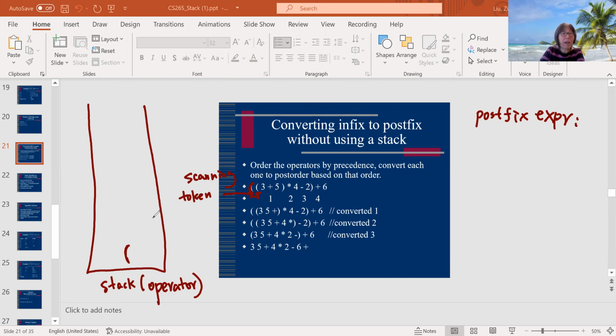Next one, left parenthesis, I put it to the stack. Next one, number. If it's a number, I put it to postfix. Next one is an operator. If it's an operator, at this point, because the top is left parenthesis, you just push it to the stack. The next one is a number. If it is a number, I'm going to add it to postfix. And here means a space, because otherwise it's going to be recognized as 35. So you need to have some delimiter. I use space for delimiter.